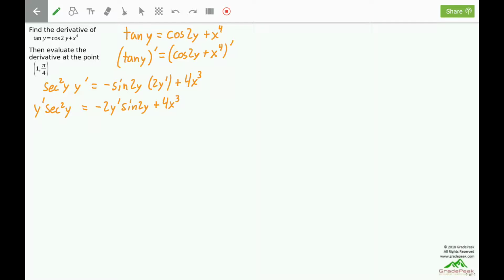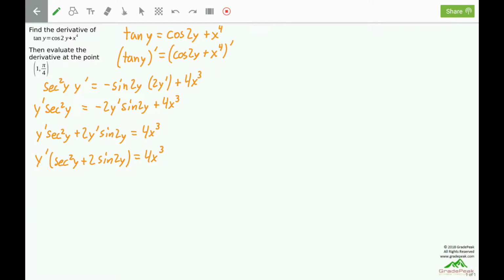We have two terms here that have a y prime in them. I will want to isolate them, bring them together onto one side. Let's take this one that's on the right and add it over to the left. Y prime secant squared of y, plus 2y prime sine of 2y equals 4x cubed. We can now factor the y prime out on the left, giving us secant squared of y plus 2 sine of 2y equals 4x cubed.